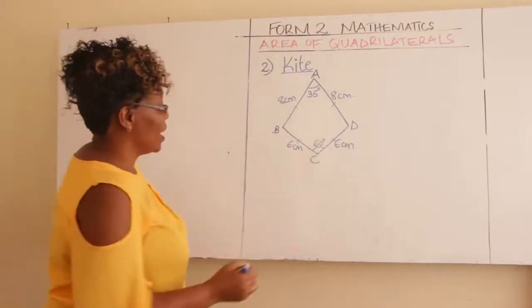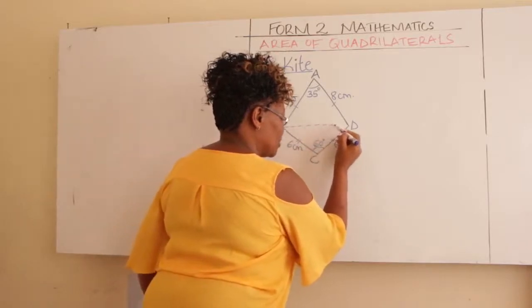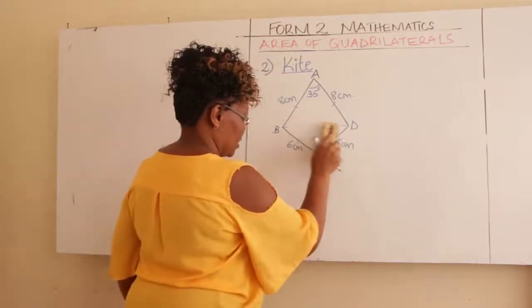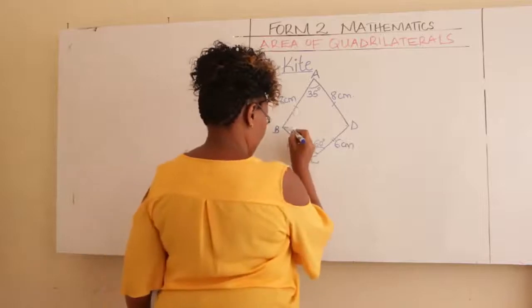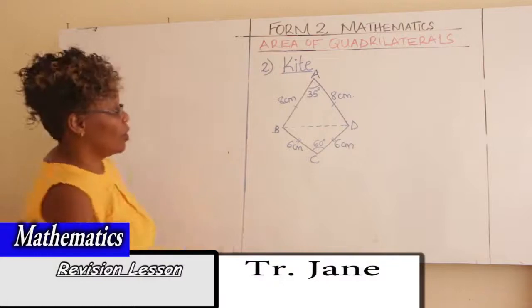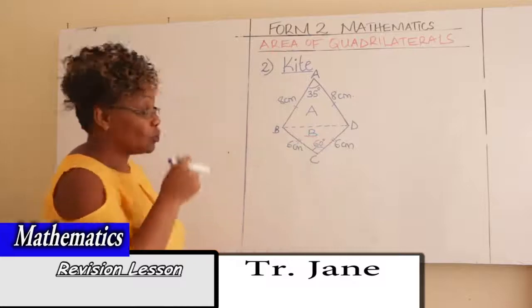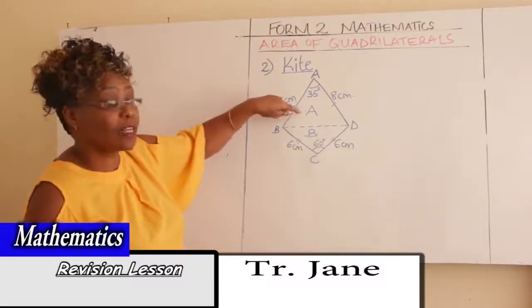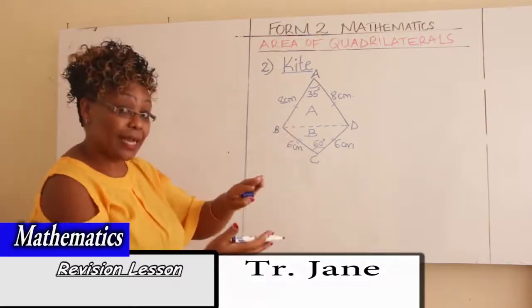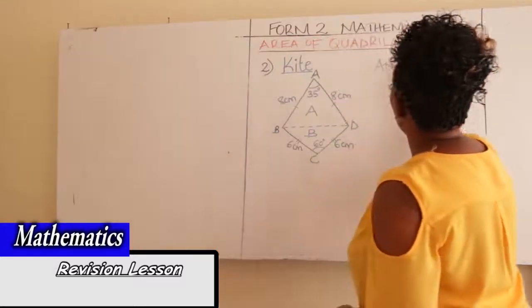So how do you find the area? You come and introduce a line here so that you divide the kite into 2 parts like that. Call this triangle A and this B. And therefore, to get the area of this kite, you just need to find the area for triangle A, area for triangle B, and then you add.